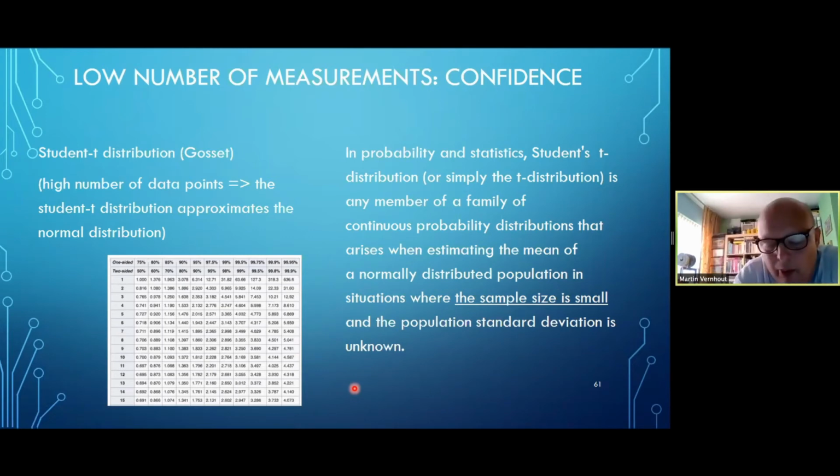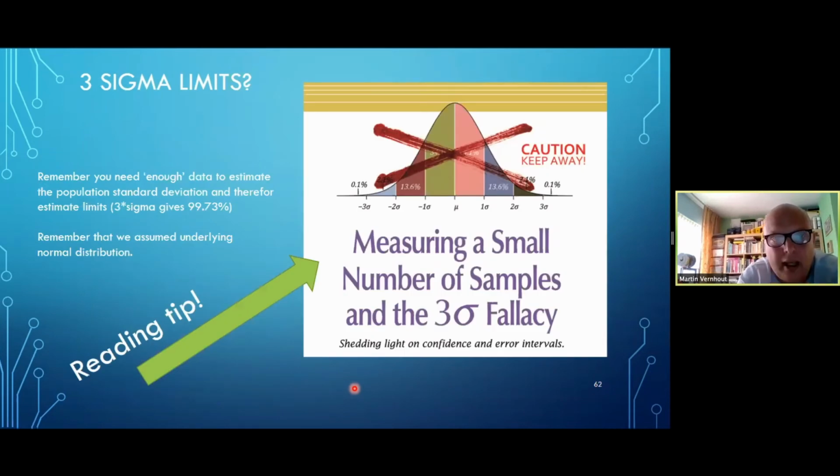Mean value and standard deviation with the bell-shaped curve of the Gaussian distribution tell you something about the confidence level. If you have not enough data, then you can't use plus or minus 3 sigma, for example. You need to do that in a different way. Therefore, you have the student's t distribution.